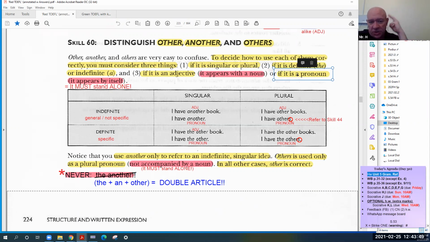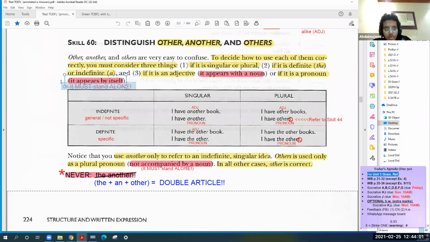These are the three things you have to remember for this skill. And what does it mean if it's a pronoun, Abdul Majid? If it's a pronoun, what does it mean? It appears by itself. You mustn't complete it with an adjective. And what did I write here? It must stand alone.